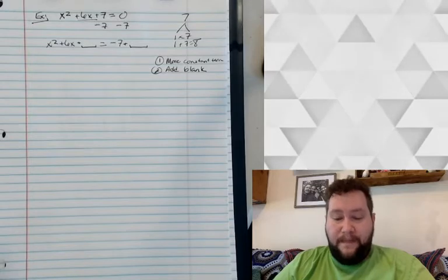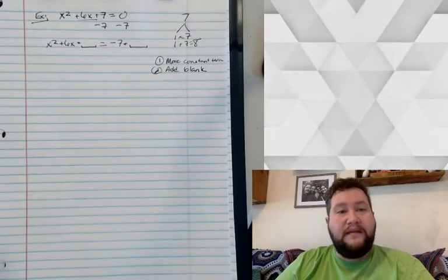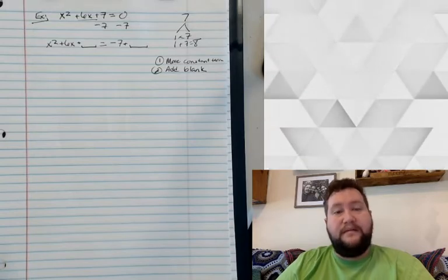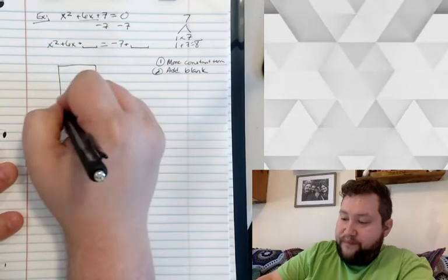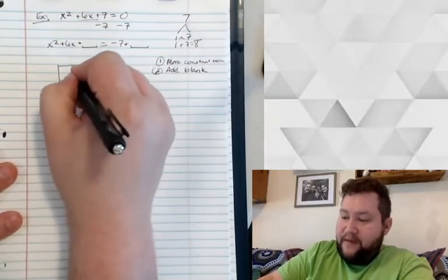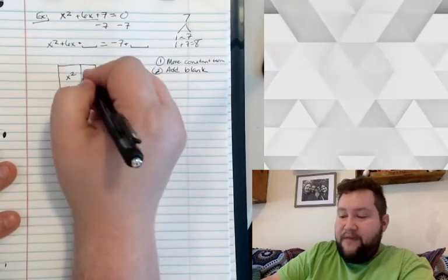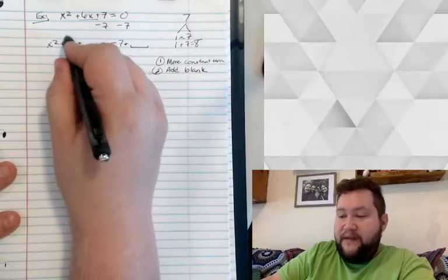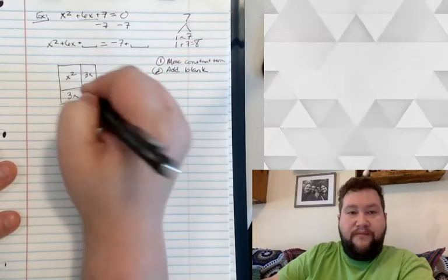And now we need to know how many little squares we need to complete the square. So let me go ahead and draw my array. Here I have x squared. And remember when I had 10, I put 5 and 5? Well, now that I have 6, I'm going to put 3x here and 3x here.